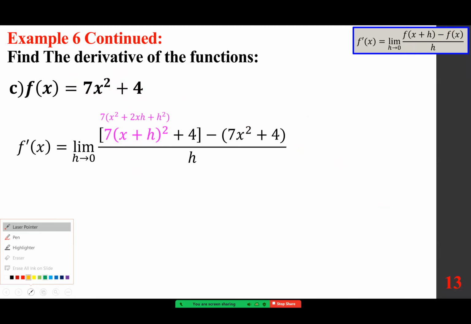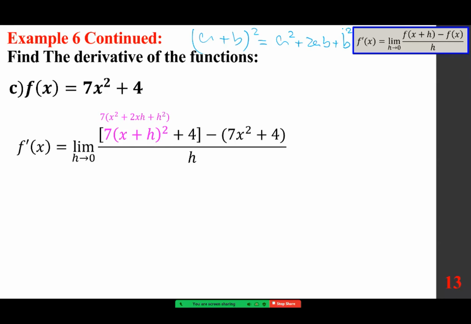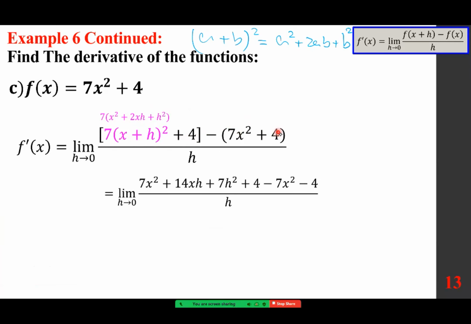In other words, remember that we are looking at a plus b squared, which is a squared plus 2ab plus b squared. That's what this is all about. Let's distribute. We get 7x squared plus 14xh plus 7h squared plus 4 minus 7x squared minus 4 in the numerator. 7x squared minus 7x squared, they cancel each other. Positive 4, negative 4, they cancel each other. So we are left with this.